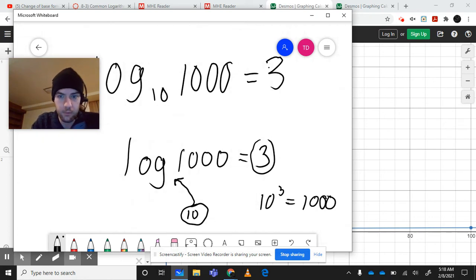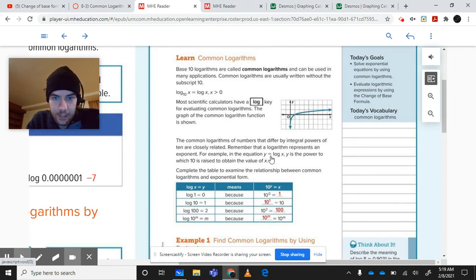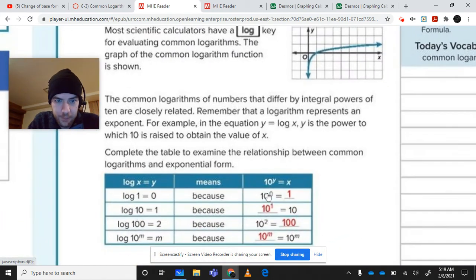So let's go back to the worksheet for a minute and read through this. The common logarithms of numbers that differ by integral powers of 10 are closely related. Remember that a logarithm represents an exponent. For example, in the equation y equals log of x, y is the power to which 10 is raised to obtain the value of x. Complete the table below. So we have log of 1 equals 0, and that's because 10 to the 0th power equals 1.